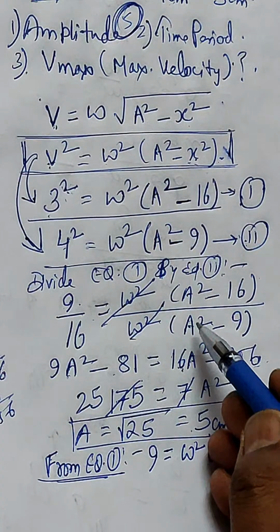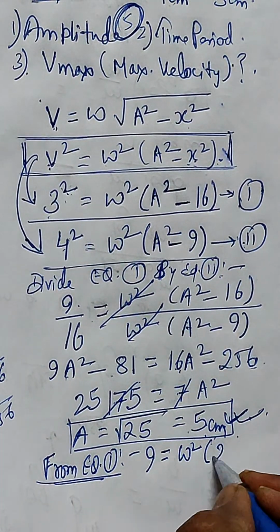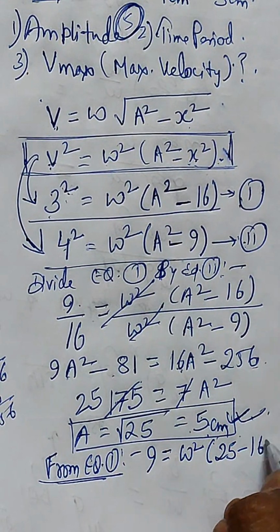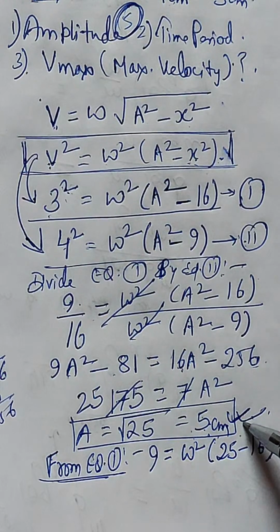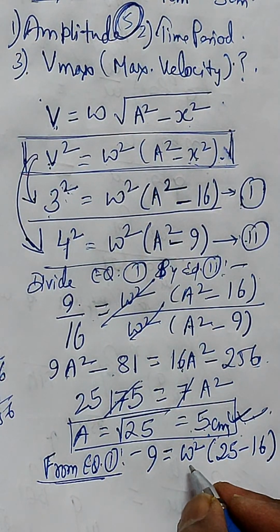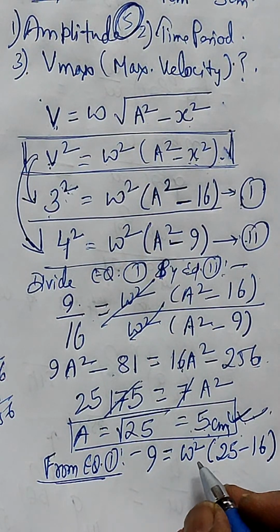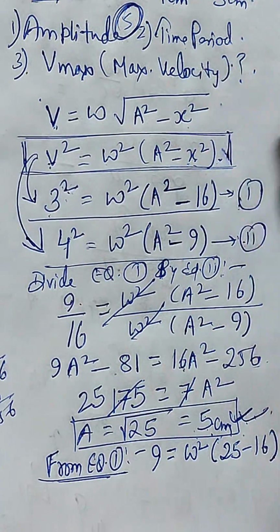So put the value of a square as 5 square, that means 25. 25 minus 16, right? We have just put this value of a into equation number 1. That's it. So this will give you the value of omega square. In this way, we will be calculating the value of omega, and omega equal to 2 pi by t will give you the time period.